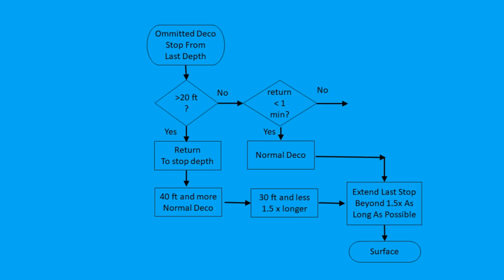Let's now look at the other situation in which we cannot return to our last stop within 1 minute. Here we want to hold our 20-foot and less stops 1.5 times longer than the normal deco schedule. Next, we want to extend our last stop beyond 1.5 times as long as possible. We would then surface as before.